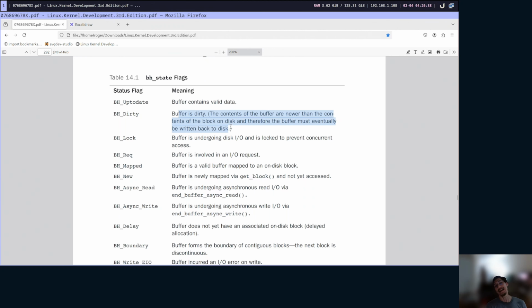Oh yeah, so the buffer is basically holding the most present state of what the disk should reflect after some sort of flush. BH_Lock: buffer is undergoing disk I/O and is locked to prevent concurrent access. BH_Req: the buffer is involved in an I/O request. BH_Mapped: the buffer is a valid buffer mapped to this block. BH_New: buffer is newly mapped. BH_Async_Read: buffer is undergoing async read via end_buffer_async_read. Async write is the opposite, so asynchronous write via end_buffer_async_write.